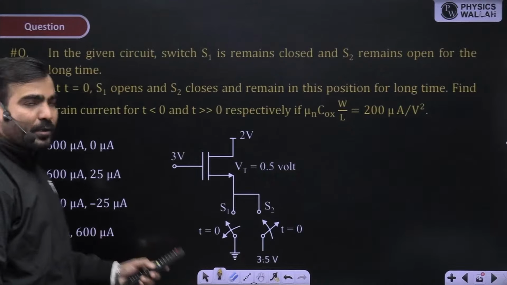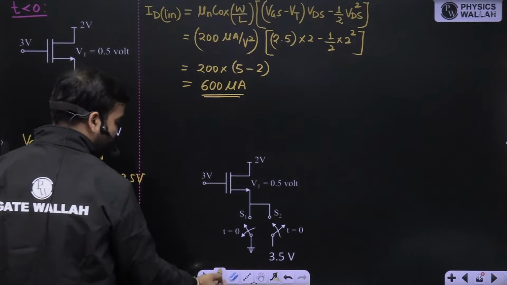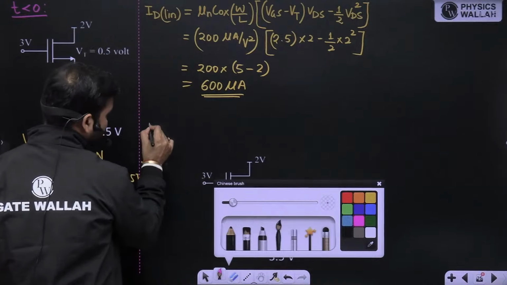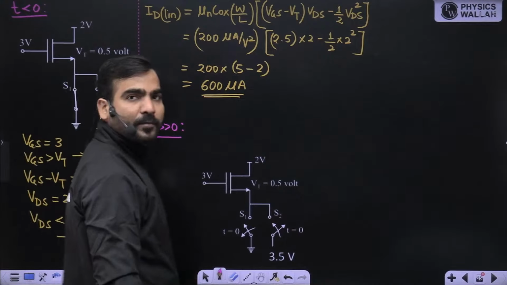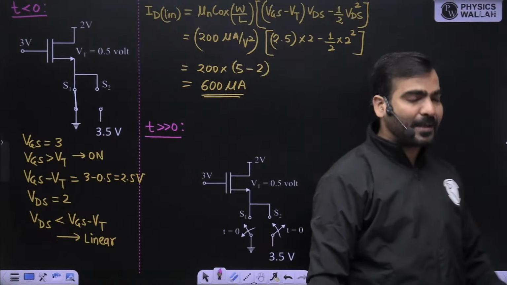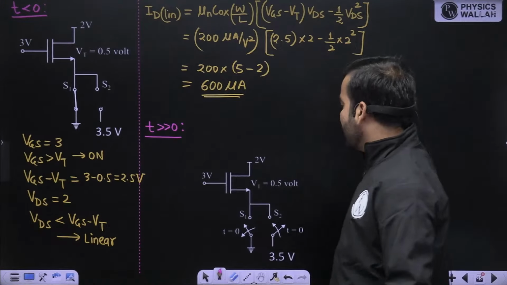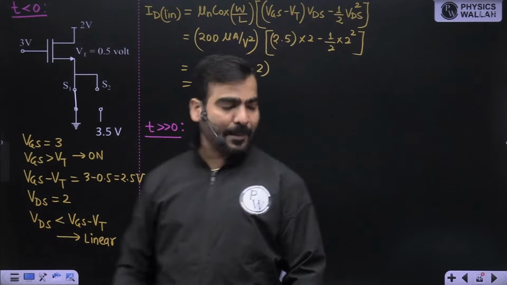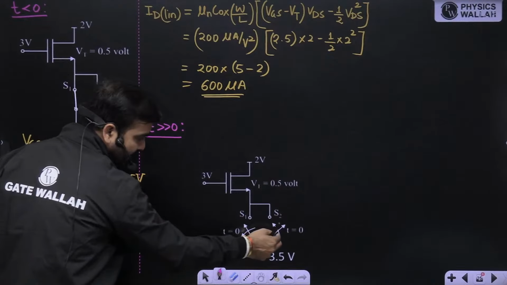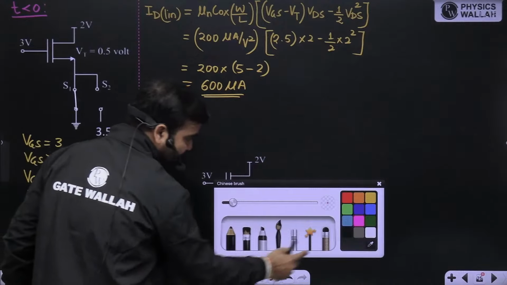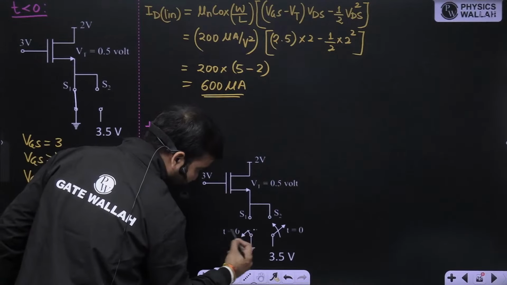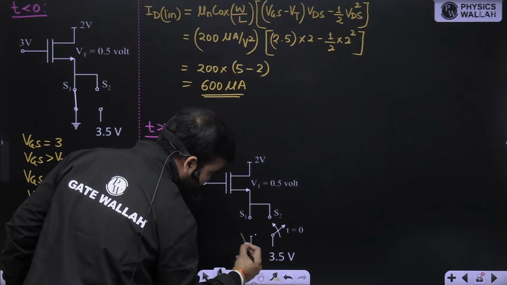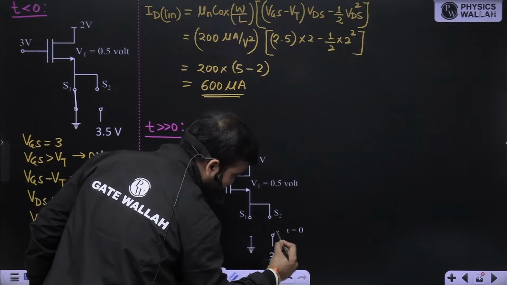Now let's calculate for t greater than 0. For t greater than 0, specifically you have to find out t much greater than 0, when switch is in the given position for a long time. So t much greater than 0, what is happening? This switch gets opened and this will get closed. So let's do that. Let me open this and this gets closed.